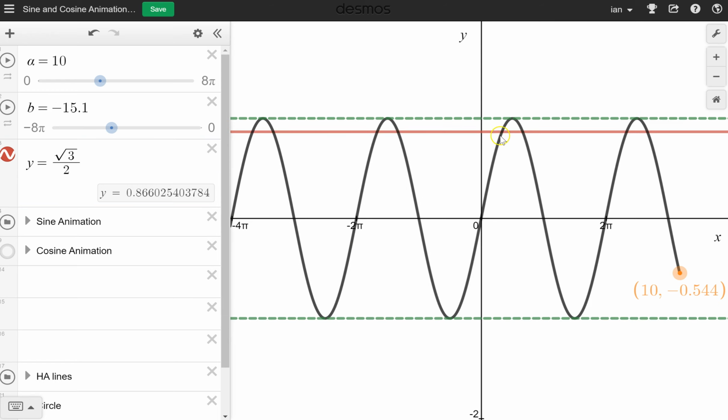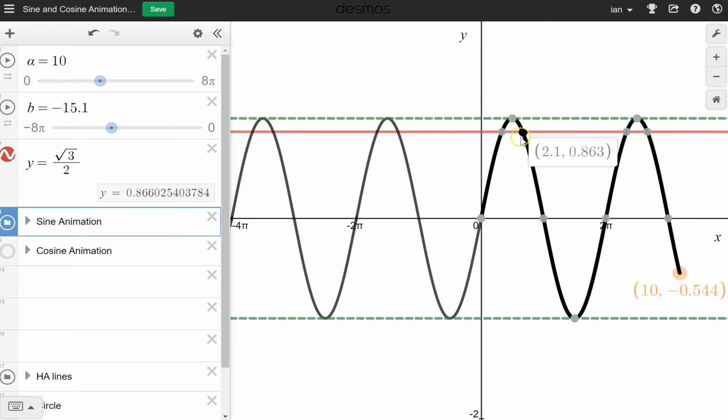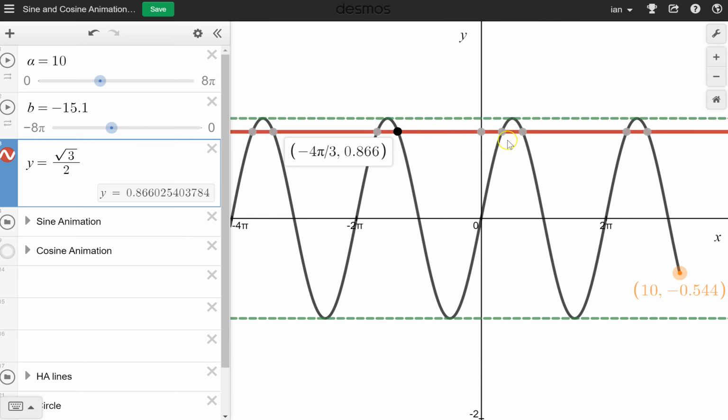And so from here to here, mirror image, that is a negative 2 pi. And from here to here, that's a negative 2 pi as well. And then that would be a negative 4 pi, and so on, negative 6 pi.